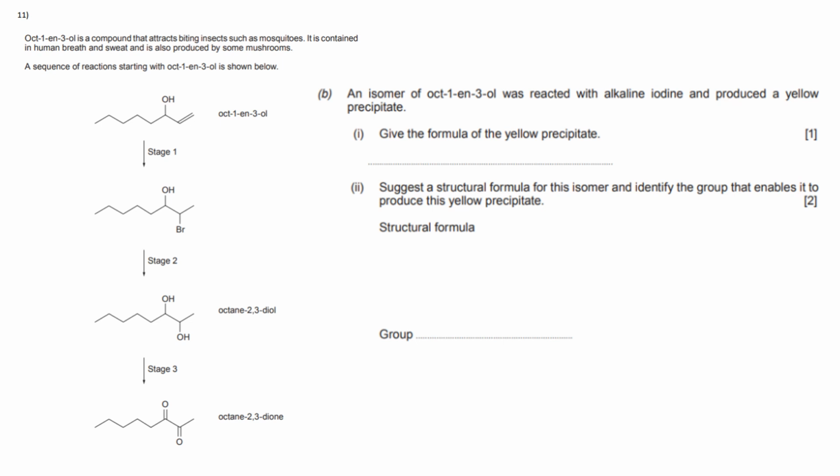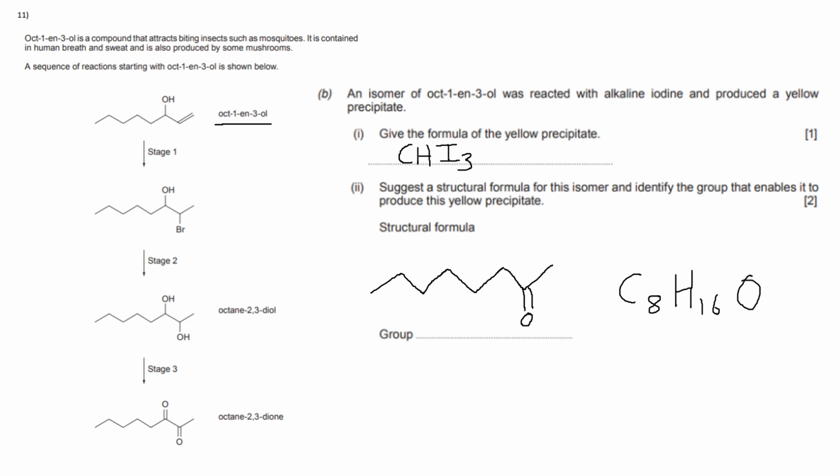It then says an isomer of the oct-1-ol was reacted with alkaline iodine and produced a yellow precipitate. This is the test for the methyl ketones, and the formula of the yellow precipitate would be CHI3. And suggest a structural formula for this isomer and suggest the group that enables it to produce this yellow precipitate. So it needs to have a methyl ketone. We know there's 8 carbons, so 1, 2, 3, 4, 5, 6, 7, 8. If we put the ketone group here, then this would give us C8H16O, and the group that's responsible for the yellow precipitate is a methyl ketone. So that is a CH3CO.